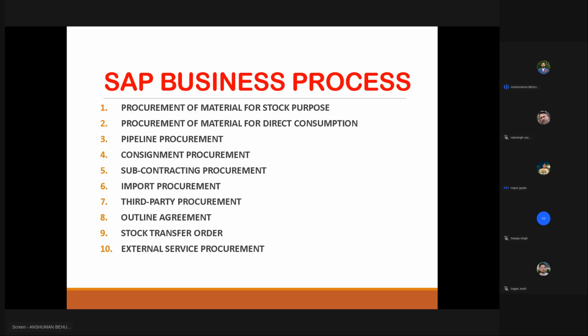When you send the material inside one company code, let's say Tata Steel to Tata Motors, if that is under your same company code, then that can be called an intra-company stock transfer process. In that, you will not have any billing or anything.